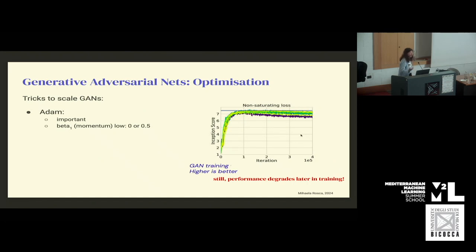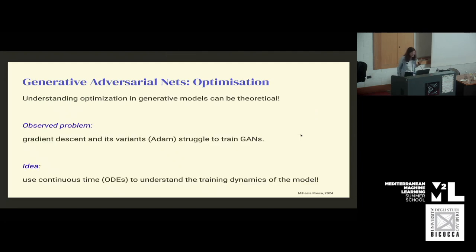Now, even with Adam, in GANs, sometimes you see this issue that your performance goes up, so here higher is better, but then it starts going down. And this is not something that we would want. You don't necessarily want to always check your curves and see, does it start going down? What do I do now? Do I have to stop training? So here is where, again, we can think about optimization in a theoretical way. And here is, again, where continuous time can be useful.